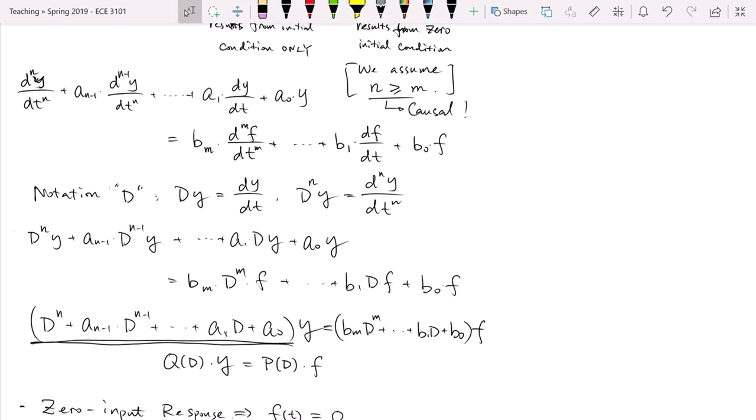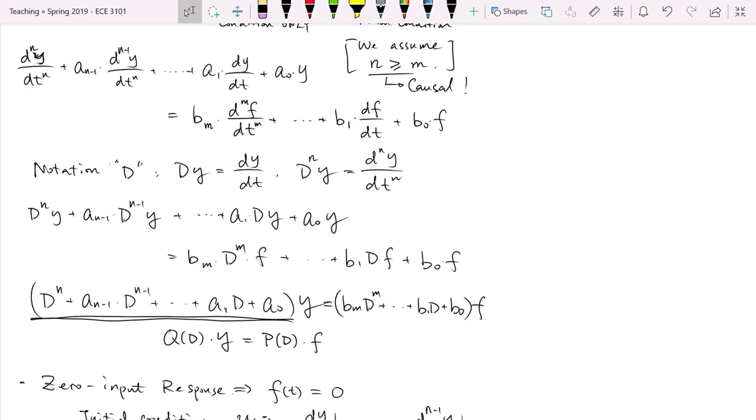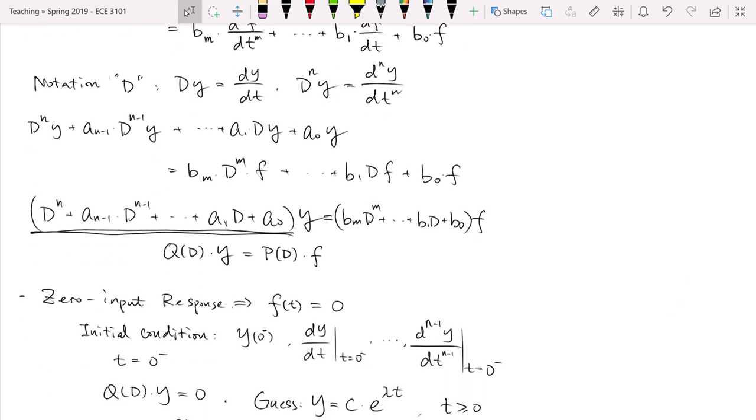And there are some notations. In the differential equation we're talking about, notation D represents the differentiation operator. And we have introduced the Q of D, P of D, the polynomials, to represent the bunch of differentiation operators.